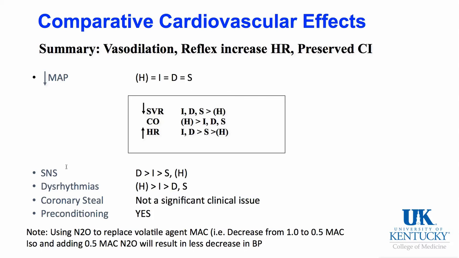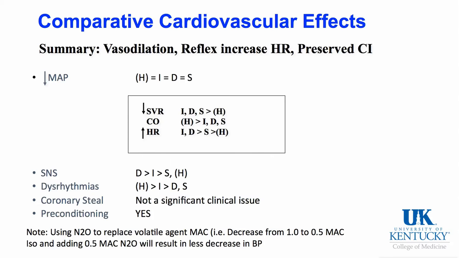Sympathetic nervous system is stimulated by desflurane when its concentrations are changed rapidly. Isoflurane a little bit less, sevoflurane and halothane much less. Dysrhythmias, that is sensitization of the heart to catecholamines, is associated with halothane. Coronary steal doesn't seem to be a big issue, and preconditioning is something that volatile anesthetics do, protection against myocardial ischemia.